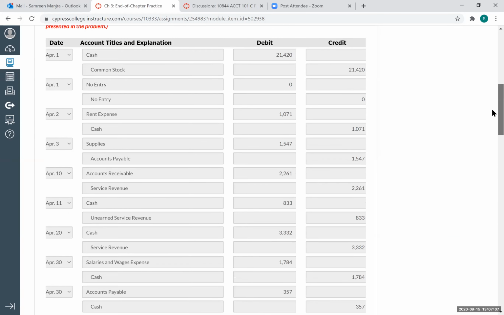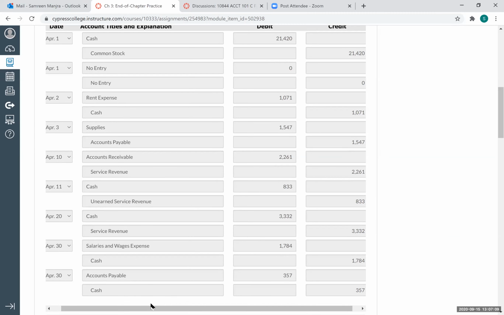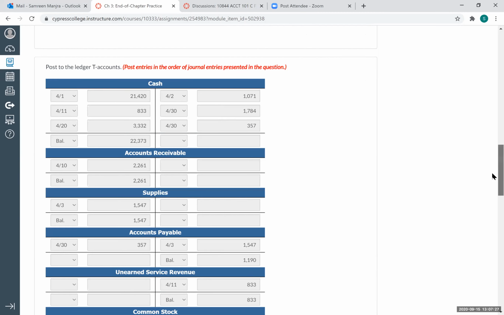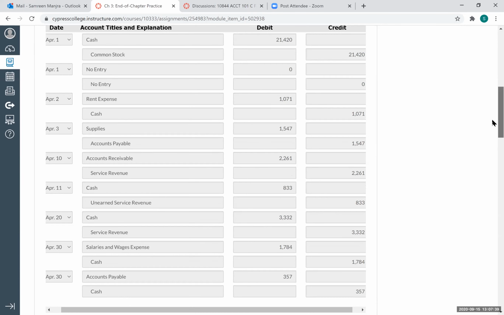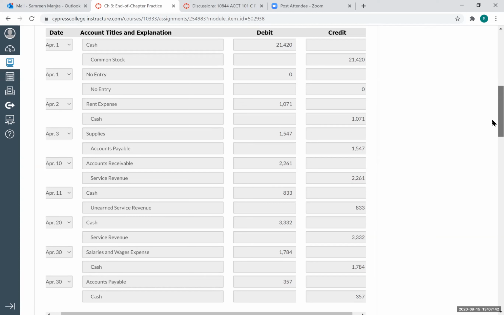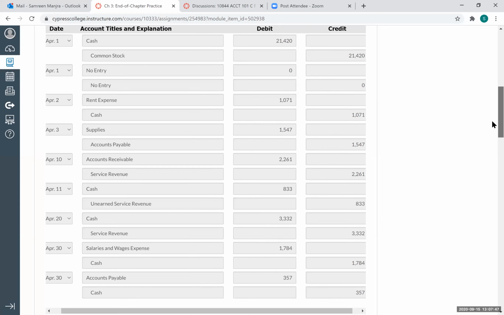The next line on April 1st is for common stock. So the next line here is for common stock, and I will include the amount of $21,420 in the credit column for the common stock account. So on the credit column, I'm going to be including in the dollar amount. And you will continue to do this for every transaction. If there's no entry, there will be no impact to any T account. And you will continue the process for all of these journal entries.